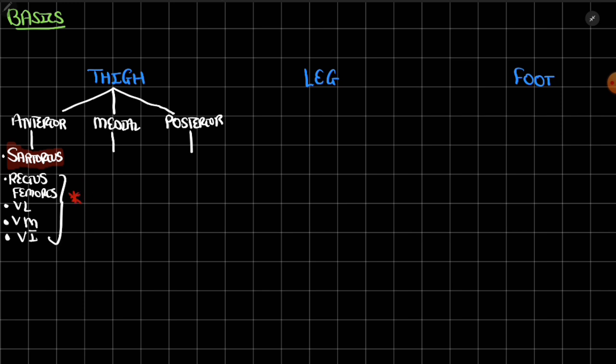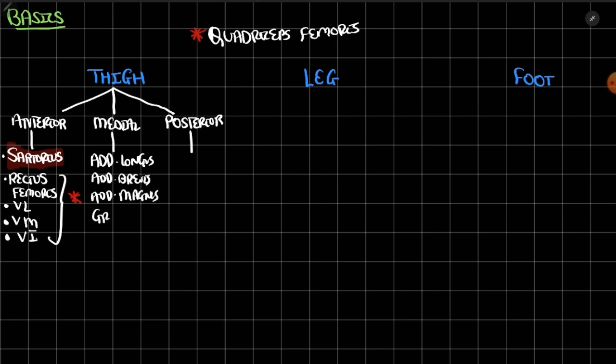These are the 3 vasti muscles, and together I will just highlight a star here. Together they are known as quadriceps femoris. Together, these 4 muscles. The medial compartment is also known as the adductor compartment, and it is responsible for adduction. So adductor longus, adductor brevis, and adductor magnus, and one more muscle, the gracilis.